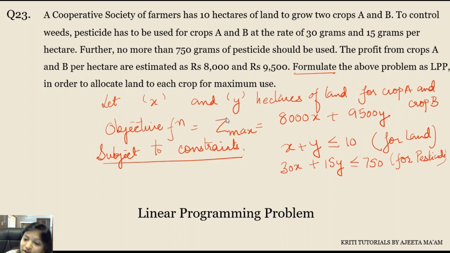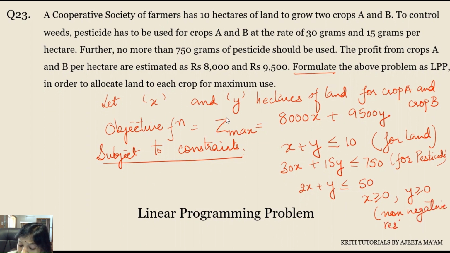We can simplify this also. If we take 15 common, we get 2x plus y is less than or equal to 50. This is our second condition. And what are our non-negative restrictions? x is greater than or equal to 0, y is greater than or equal to 0. These are non-negative restrictions. Please note down that non-negative restrictions again carry marks.